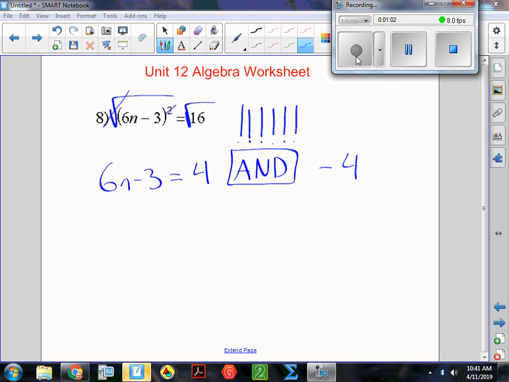negative 4. 4 times 4 is 16. Negative 4 times negative 4 is also 16. You have to use both.